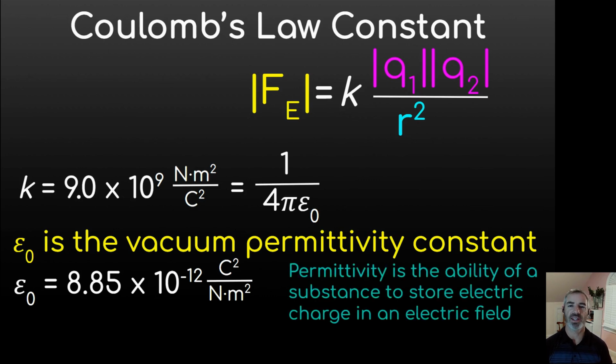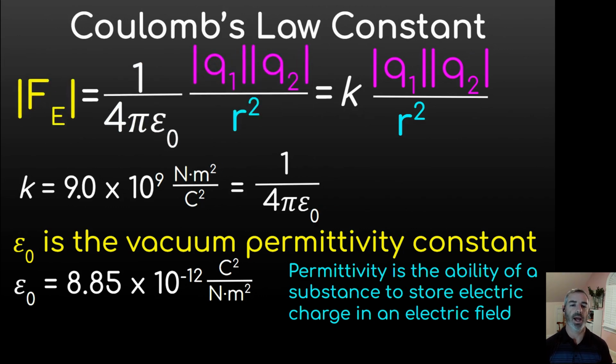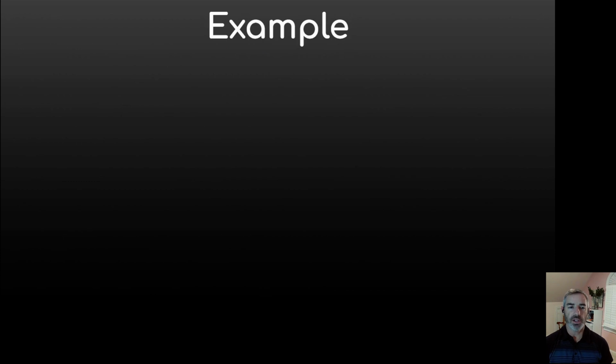So the permittivity is the ability of a substance to store electric charge in an electric field. And this is the ability of a substance, that value, in a vacuum. Now, this means that we can substitute in K as 1 over 4 pi epsilon naught. And you'll actually see both of these equations on the Physics 2 formula sheet.